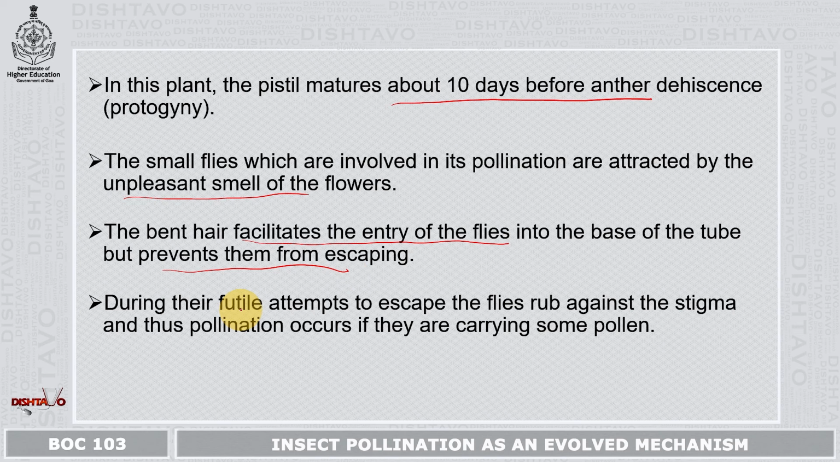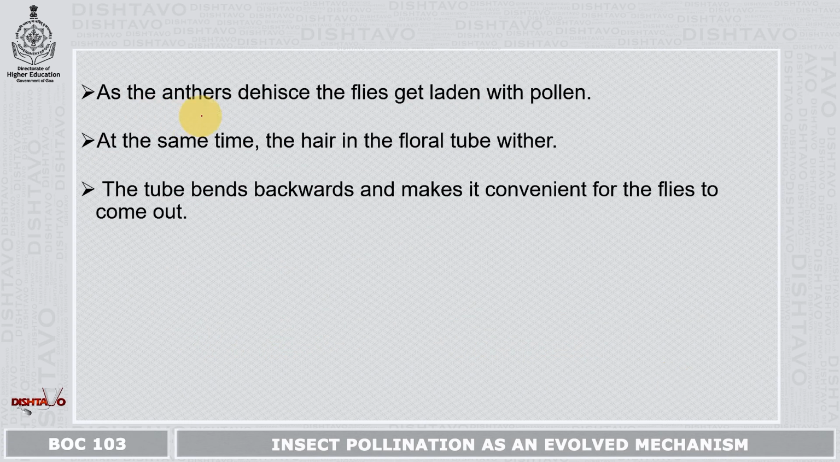During their futile attempts to escape, the flies rub against the stigma and thus pollination occurs if they are carrying any pollen. Now, as the anthers dehisce, the flies get laden with pollen. So the pollen grains will be deposited on the back of the flies. At the same time, the hair in the floral tube will wither, and the tube bends backwards and makes it convenient for the flies to come out. Then these flies will enter another flower of Aristolochia and bring about pollination in that flower.